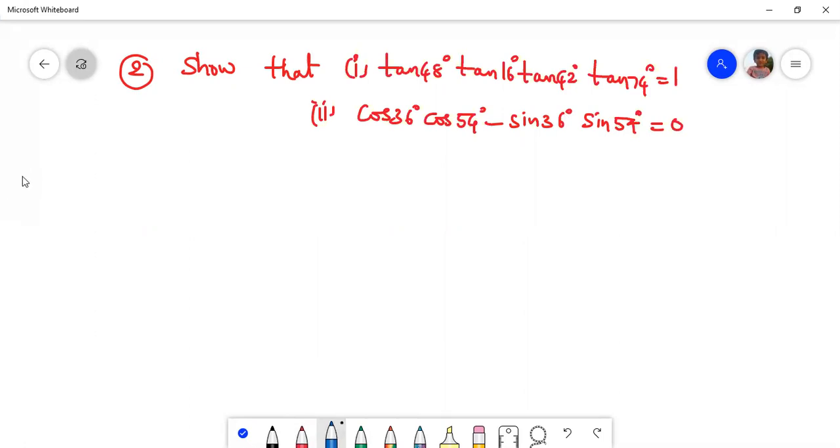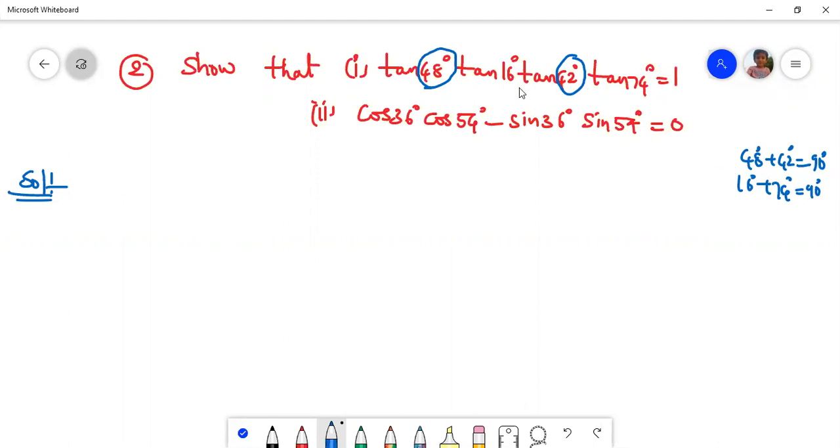Here, first you can observe this. First, you can observe how to get it equal to 1. Just take 48 degrees plus 42 degrees. 48 plus 42 equals 90. 16 degrees plus 74 degrees equals 90 degrees. If you get this idea, then you can change what you want to change.